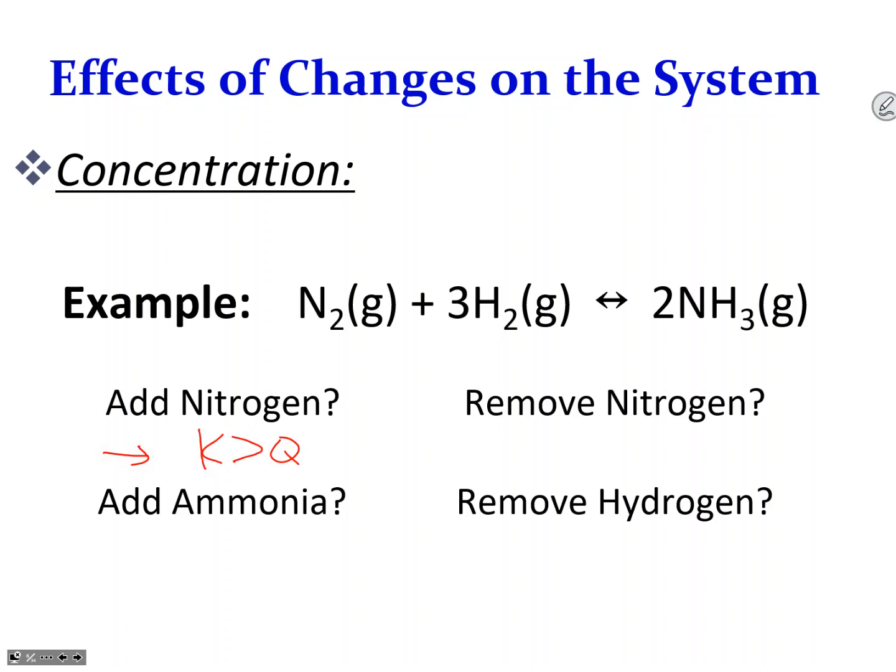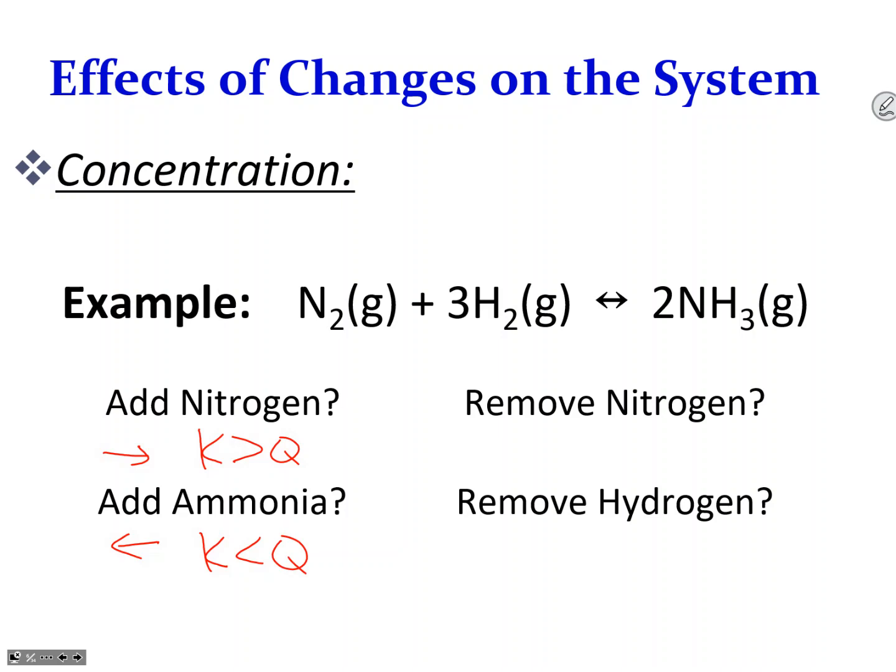We add in ammonia. It's going to go toward the left, towards the reactants. In that case, K is going to be less than Q because you're adding in product. Now that number is going to be larger for Q.